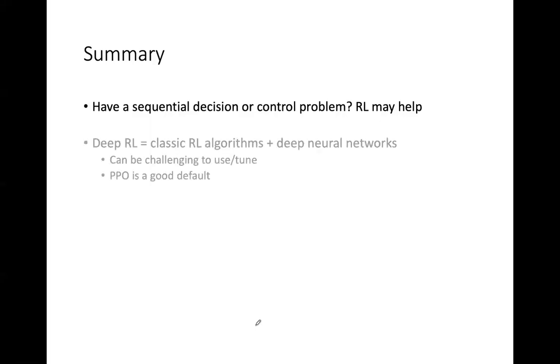And basically, your takeaway message is, if you have a sequential decision or a control problem, then reinforcement learning may be the solution, right? So this may be a way out. A good place to start is to think about your problem and see if you can model it as a Markov decision process. And if so, then RL might be able to help you out, right? And in particular, deep RL is kind of the hot thing right now, which essentially involves combining classic reinforcement learning algorithms with these deep neural networks.